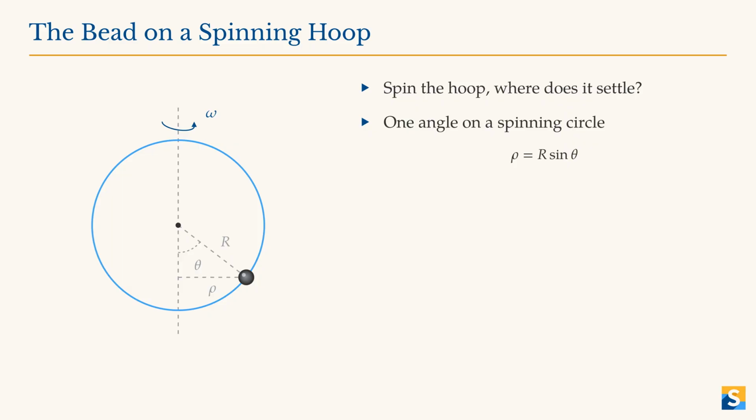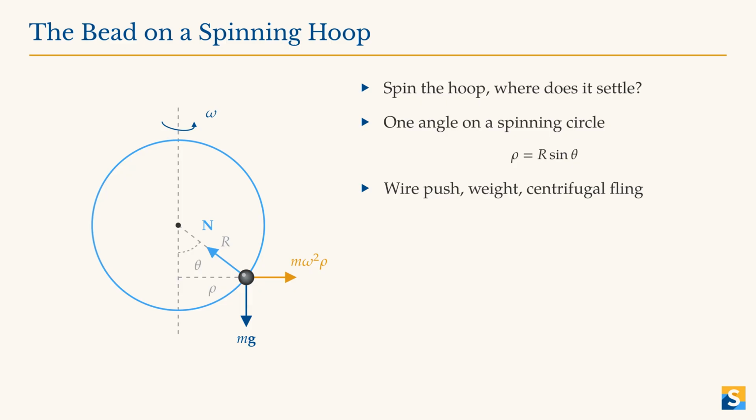Write the spinning frame and keep honest books. The wire pushes on the bead with a normal force, N, straight along the radius of the hoop. Gravity pulls mg straight down. And the rotation appears as the centrifugal push, m omega squared rho, flinging the bead outward from the axis. That push is exactly the centripetal term from the polar box, seen from inside the ride.